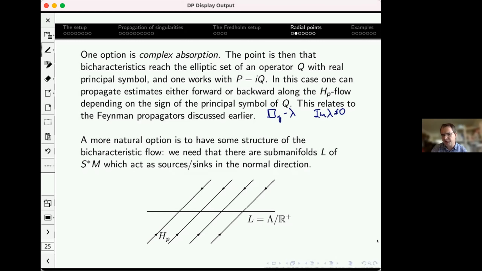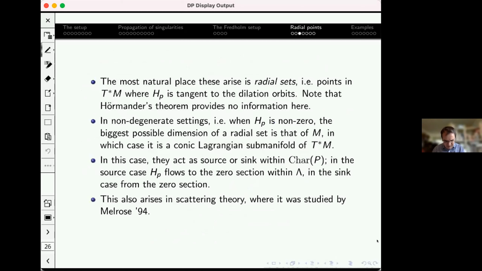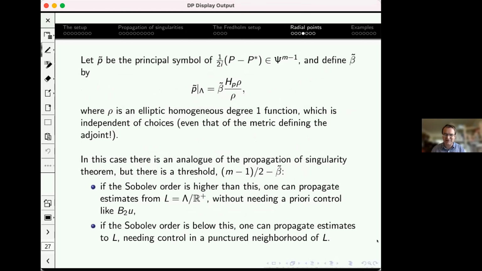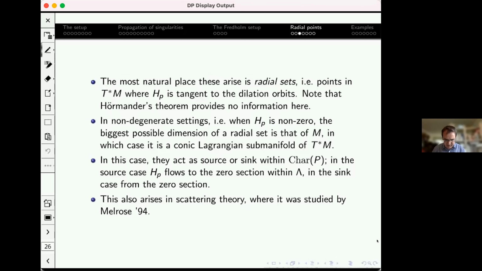So a more natural option is you really want to structure this Hamilton flow. So we're in S star M. So this is a bit of S star M. And again, it's a quotient of T star M. So maybe the dilation orbits are coming out of the tablet. What you want is that the Hamilton flow should have sort of source sink structure. So you start from a source and you flow to a sink. So let's just talk about the local aspects of this.